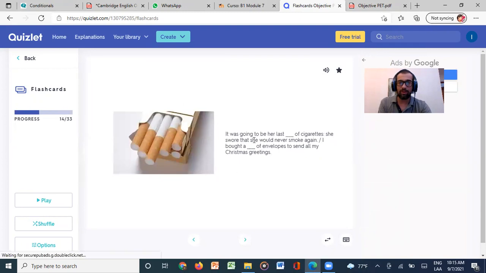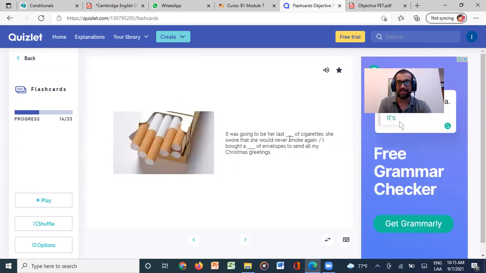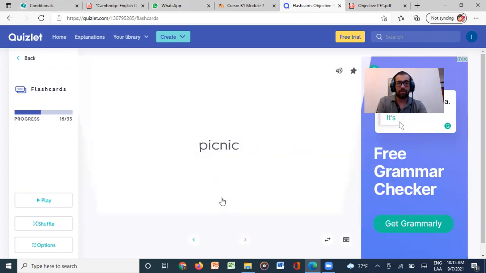It was going to be her last packet of cigarettes. She swore that she would never smoke again. Or you can say, I bought a packet of envelopes, right, to send all my Christmas greetings. Okay, so packet, something that packs something, right? In this case, let's go with 15.